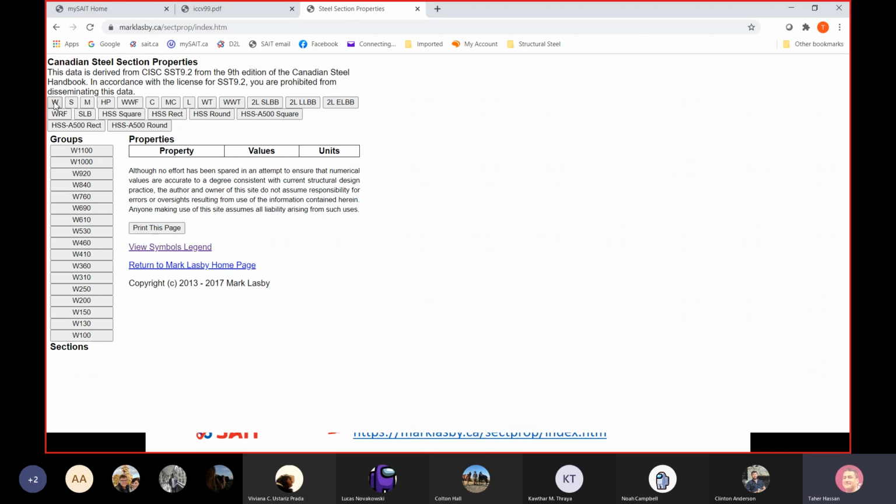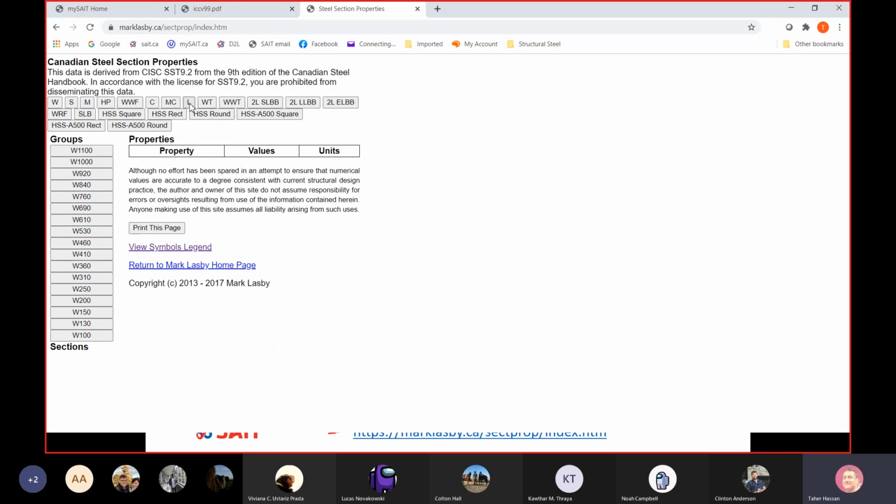And you can see letters like W, S, M, HP, WWF, and so on. So what are those names? Those are standard sections. The mill will fabricate them, and we as designers, engineers and builders use them to build something. There are others like L.